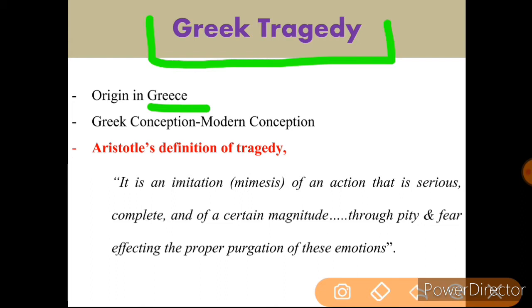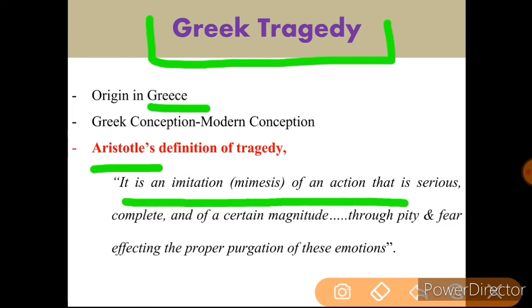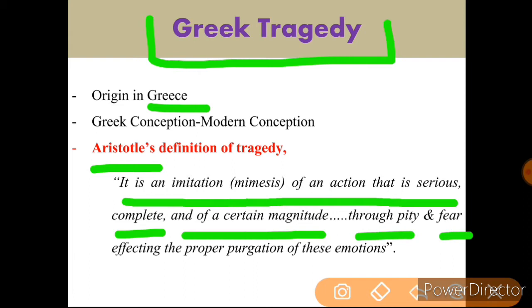Western critic Aristotle, you might have heard the name of Aristotle. He defines tragedy as an imitation of an action that is serious, complete, and of a certain magnitude, through pity and fear effecting the proper purgation of these emotions. So here, friends, this action must be complete and of a certain magnitude. It should have proportion, and its function is catharsis, meaning it should arouse pity and fear.